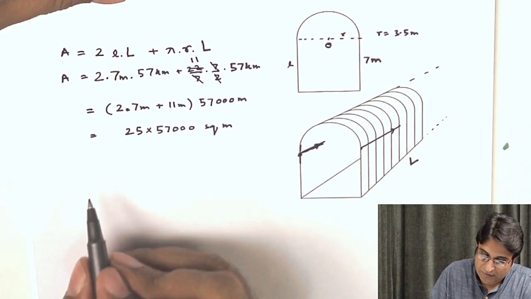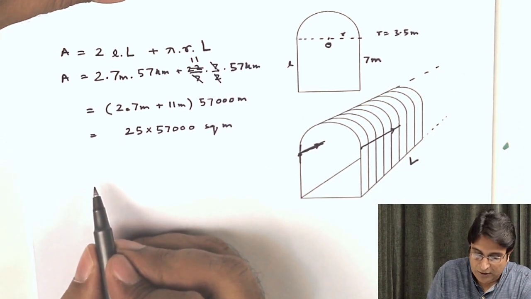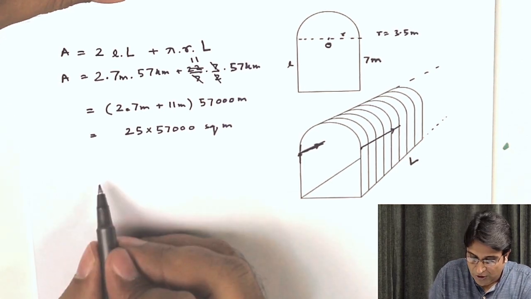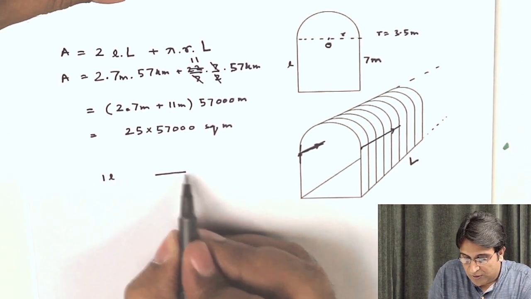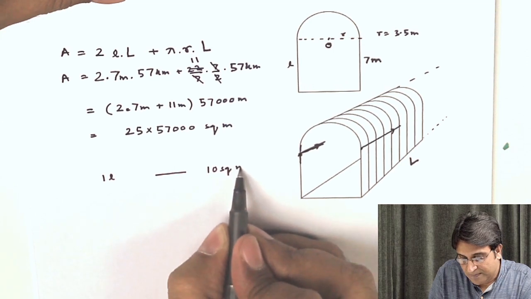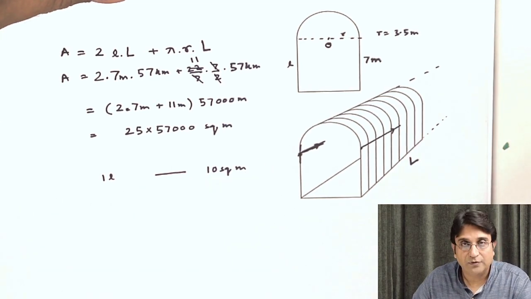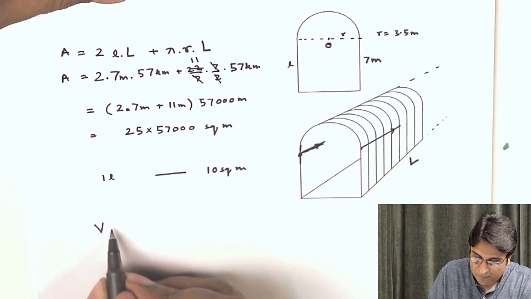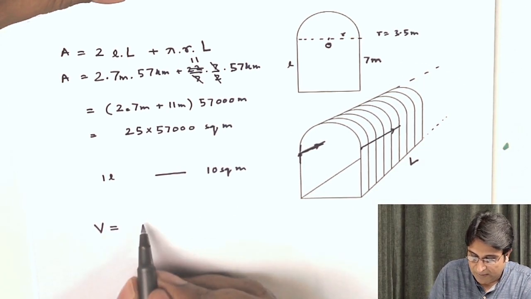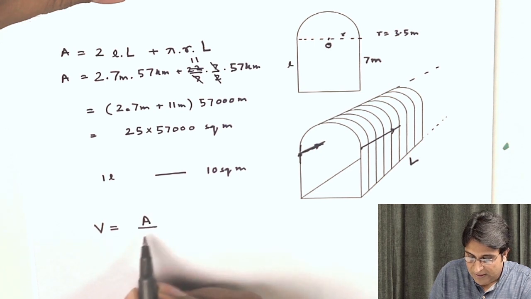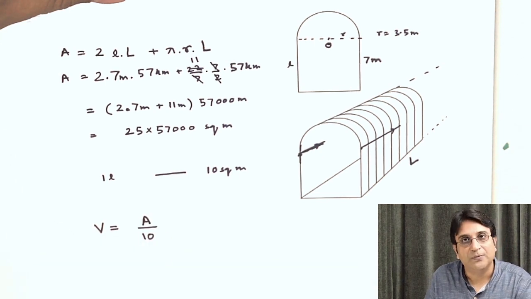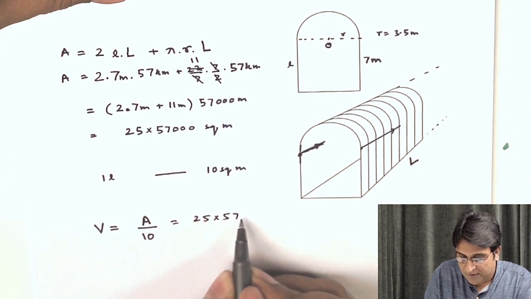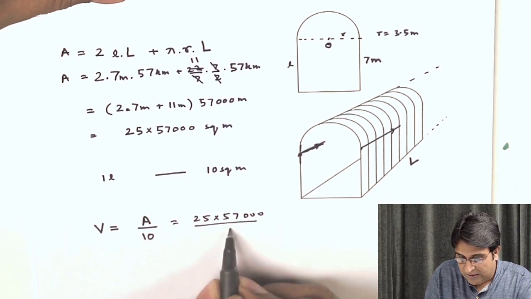Now, it's given that the spreading rate of the acrylic paint is 10 square meters for 1 liter, right? So 1 liter is going to take care of 10 square meters. And how many square meters do we have? Plenty, right? So what volume of paint is required? That will be the total area A divided by 10 square meters. Is it not? So we just do 25 times 57,000 by 10.